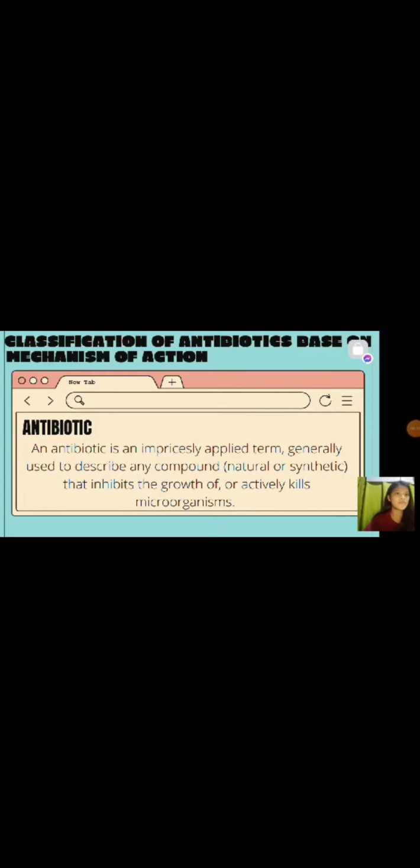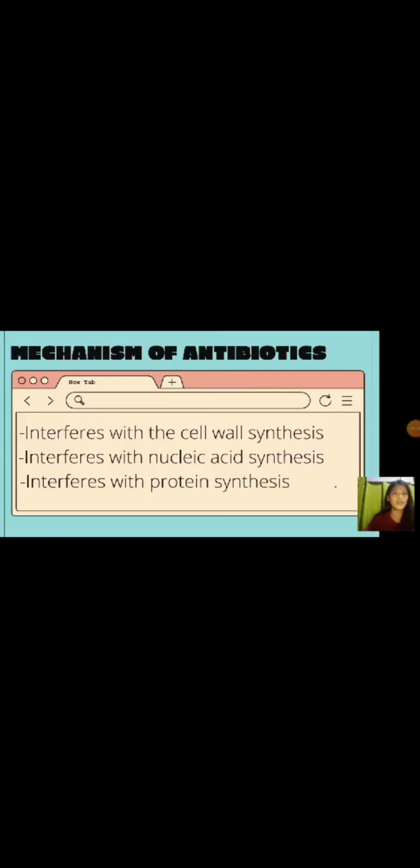Classification of antibiotics based on mechanism of action. So what is an antibiotic? Antibiotic is an imprecisely applied term generally used to describe any compound, natural or synthetic, that inhibits the growth of or actively kills microorganisms. There are major fundamental properties of antibiotics, whether bacteriostatic or bactericidal. Bacteriostatic antibiotics inhibit bacteria from reproducing but don't otherwise kill them, while bactericidal antibiotics actively kill bacteria.